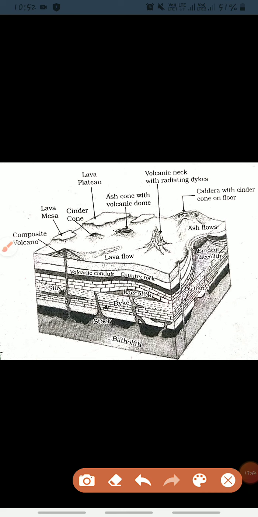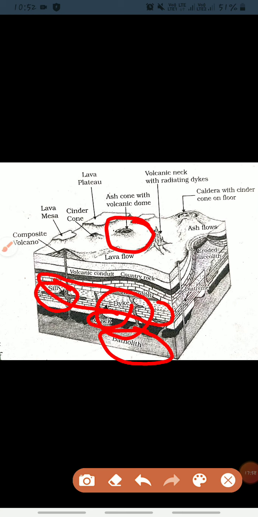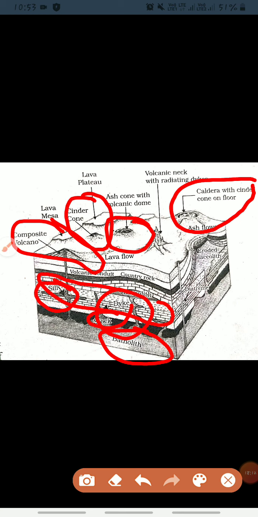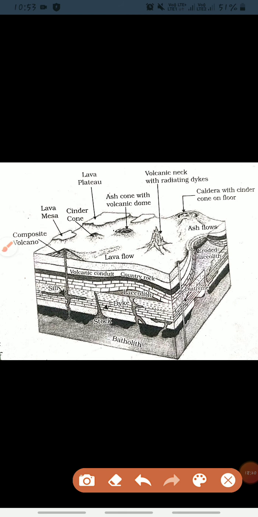Now you can see the picture of dikes also here. This is a picture of dikes. This is a sill, and this is a stock. This is a batholith, and lava flows. It is a volcanic dome, ash cone with a volcanic dome. And this is a cinder cone. These are the types of volcanoes. Composite volcano, and this is a caldera with cinder cone on floor. Okay, now you can see this is a lava plateau. So these are the forms of some intrusive volcanoes.